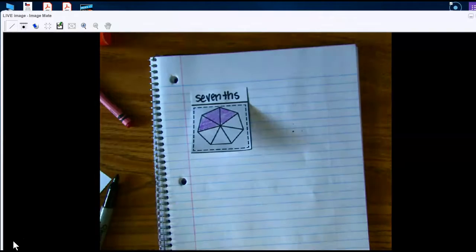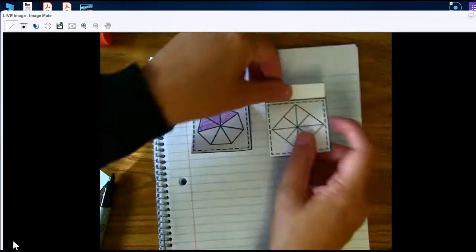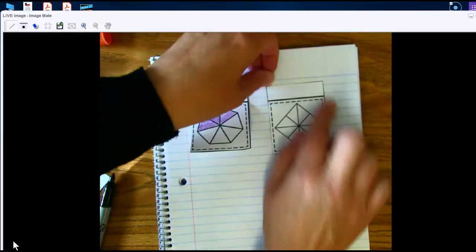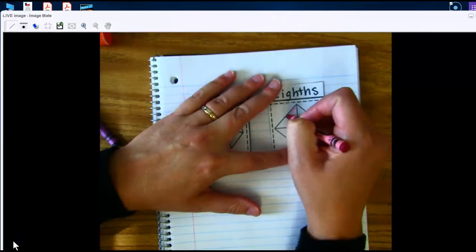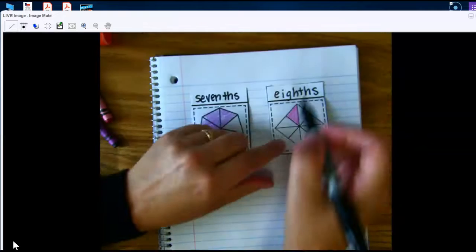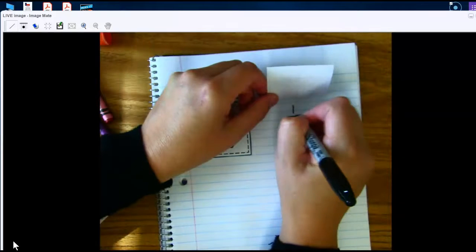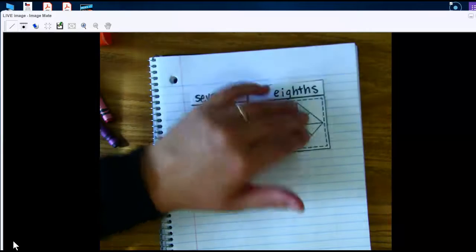Then what number is going to be next? 8. 8s. Yes, we're going to do the one with 8. Okay. Going to draw some of those. I'm just going to do 1 for my 8s. That's it. Okay. And then I drew 1. And then I went over with my line. And then 1 eighth.